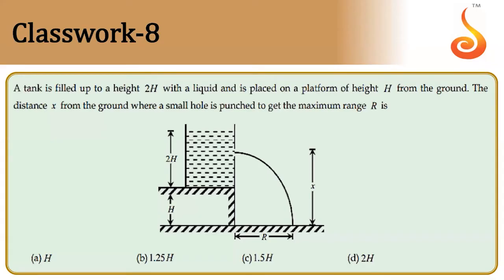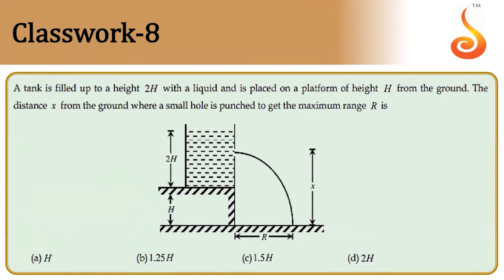Then, what is the next one? Okay, this model also I gave. A tank is filled up to a height 2h with a liquid and is placed on a platform of height h from the ground. The distance x from the ground where a small hole is punched to get the maximum range R is... To get the maximum range, yesterday I gave one concept.